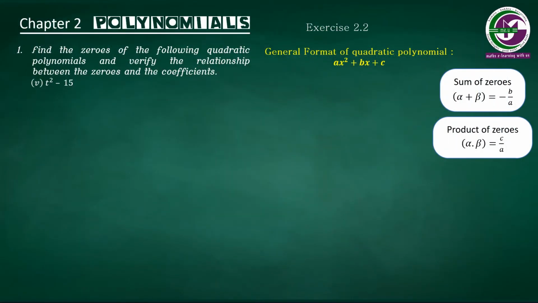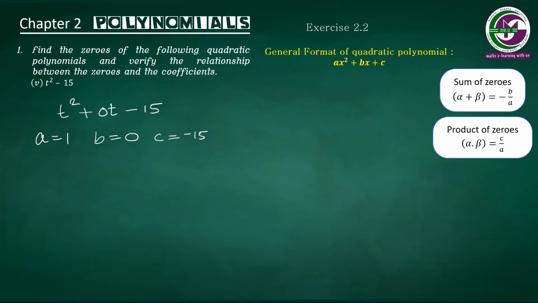The fifth sub question, t square minus 15. So here also it is not in the standard form. So we'll write it in the standard form first. The standard form is t square, there is no middle term, so we'll add 0t: t square plus 0t minus 15. Now you can find the values of a, b, c. Here the variable is t. So a is the coefficient of t square, that is 1. b is the coefficient of t, that is 0. c is the constant term, that is minus 15.